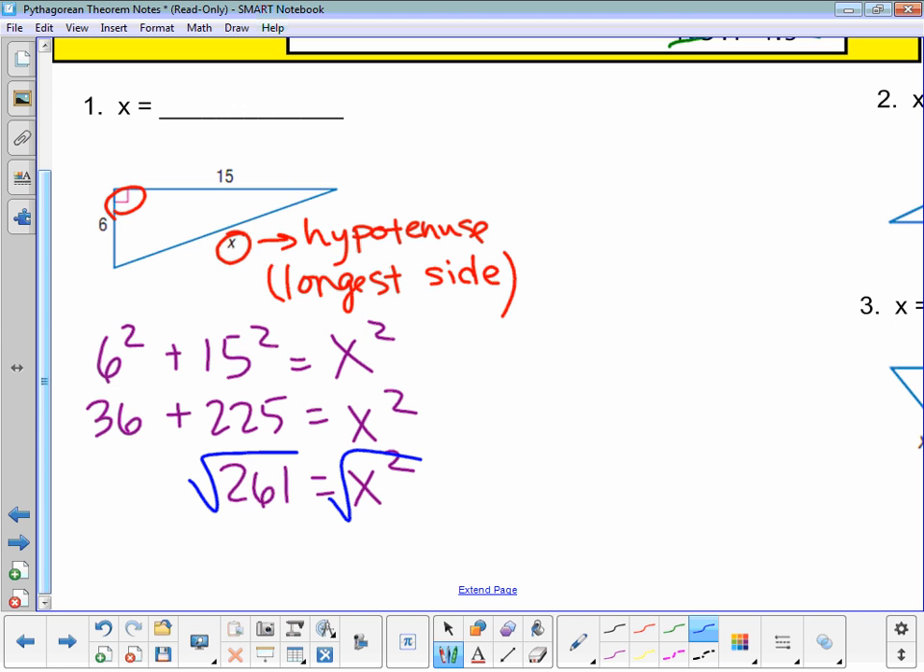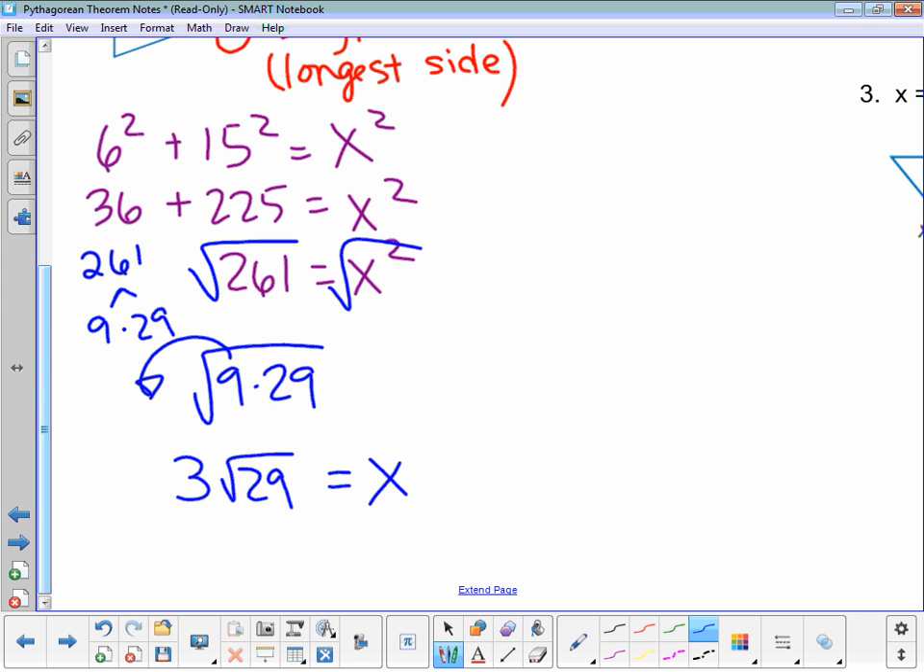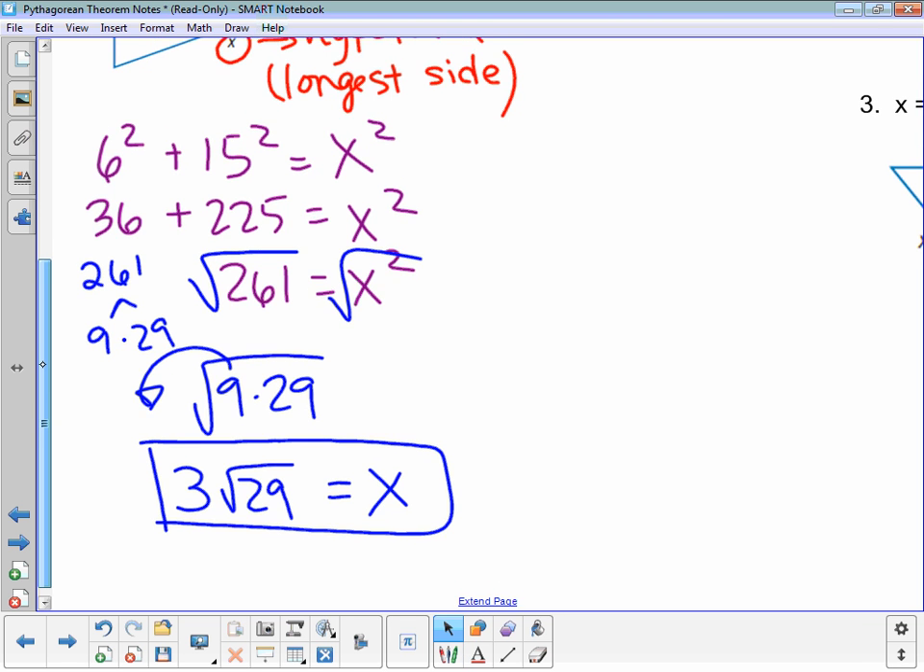Well, I found that 261 is the same thing as 9 times 29. So that means if I put that back under my radical, I have the square root of 9 times 29, and I can take the square root of 9 out. So it becomes 3 square root 29. There's no perfect squares in 29, so I can't break down anything else. So that is my value of x. Again, simplified radical, not the decimal version. So it's a little bit different than what you've probably done in the past.